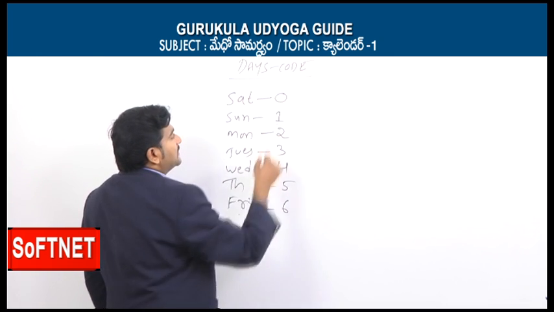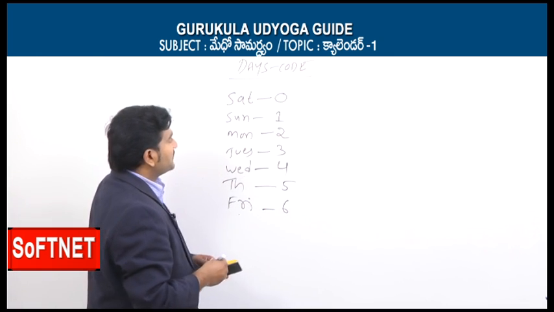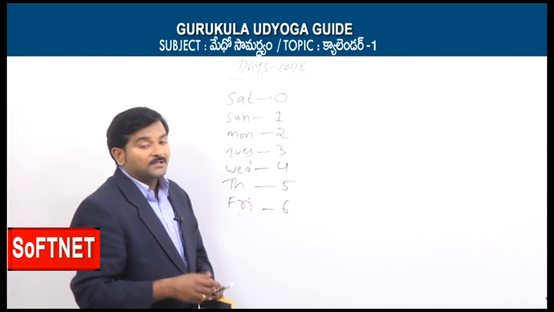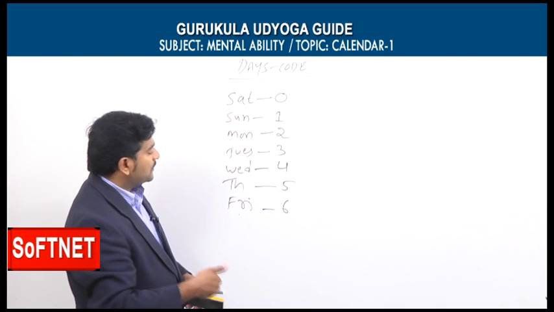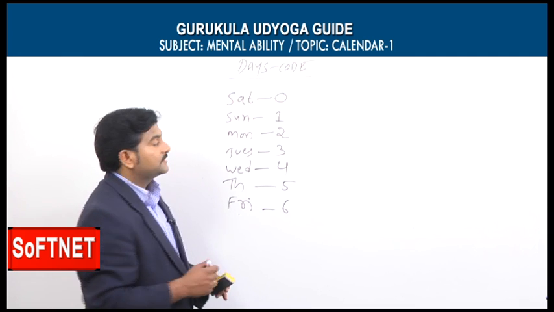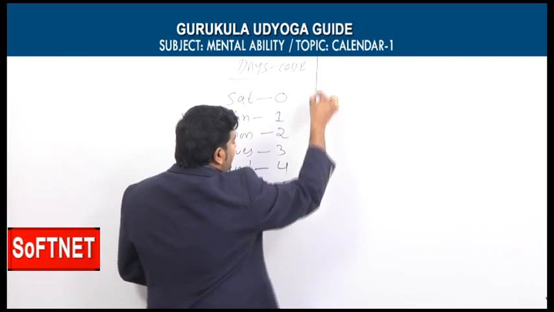And Saturday means the code of Saturday is 0. Similarly, the code of Sunday is 1. The code for Monday is 2, and so on. The code for Friday is 6. These are the codes for the 7 days.